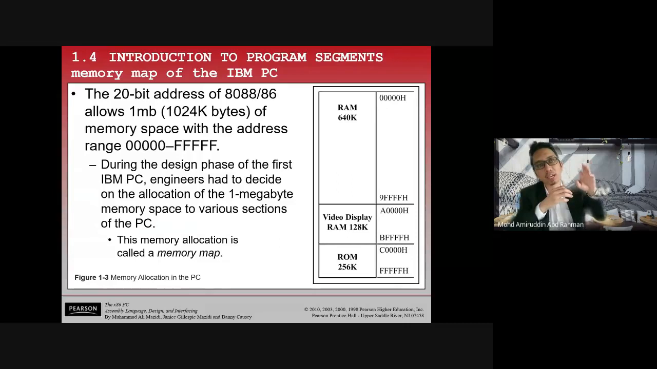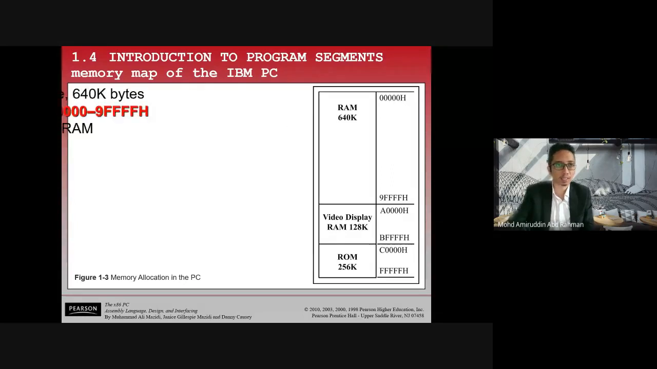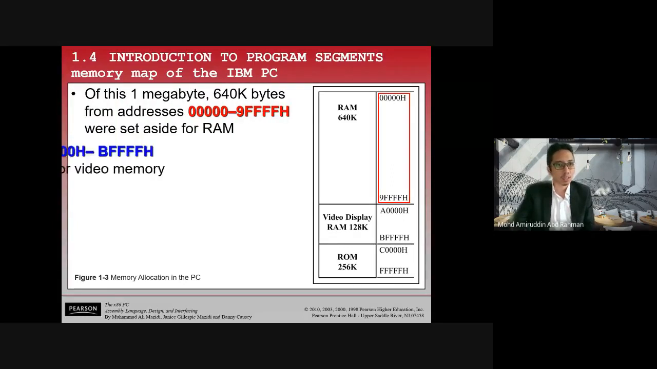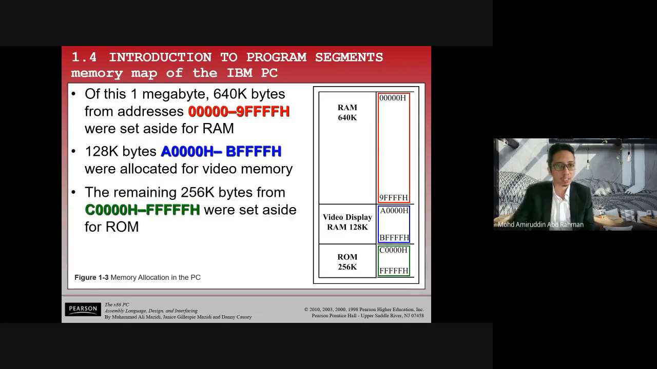That is after 9. After 9 we have A, and then F becomes 0. So that is exactly after the RAM, and it stops at BFFFF. Then the ROM starts at C0000 and ends at FFFFF, which is the maximum memory space allocated for 1 MB. So this is what I just explained.